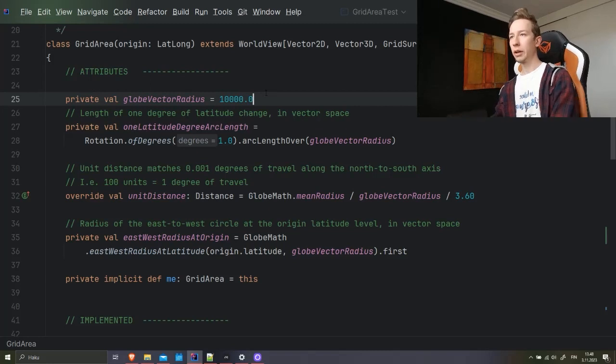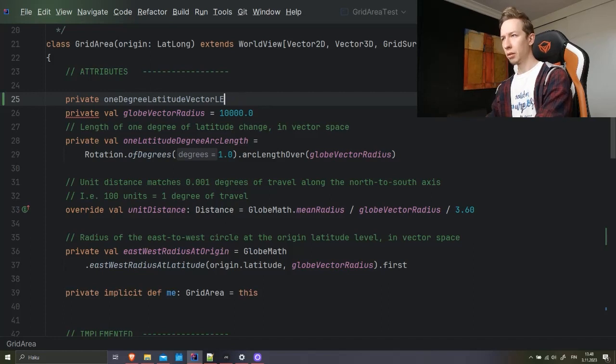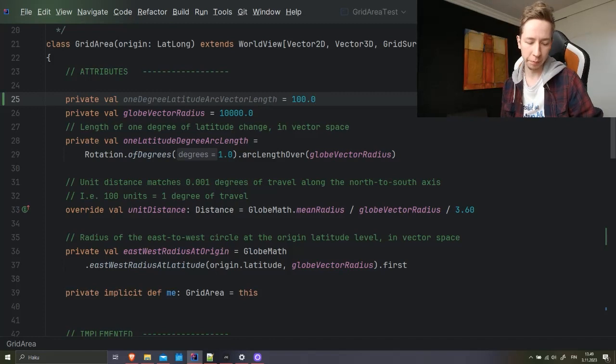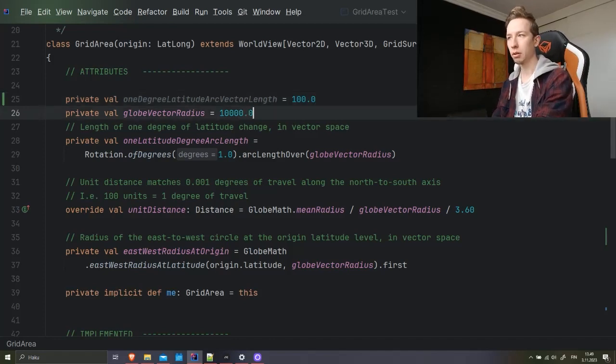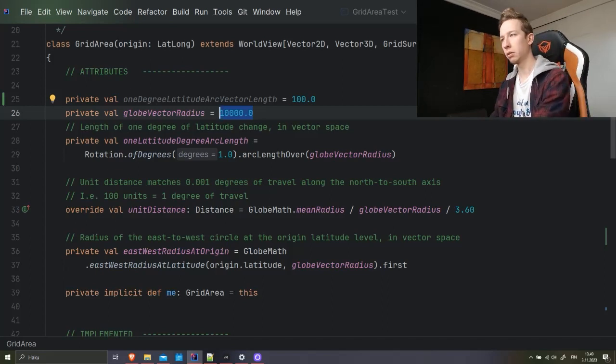So first, instead of defining this globe vector radius like so, we need to define what 1 degree latitude vector length, arc, is. Nice name again, but that's how it is. Let's say this is 100. We can change it now because we have an actual good value here. We can change it whenever we want to. And next, the cloud vector radius now is 360 times this value. So 360 times 1 degree.